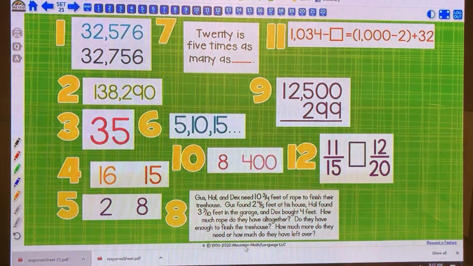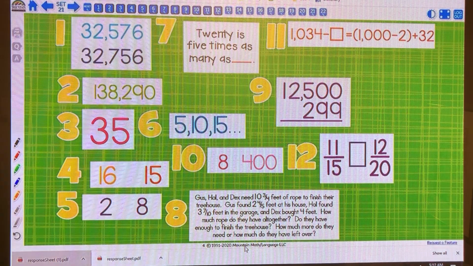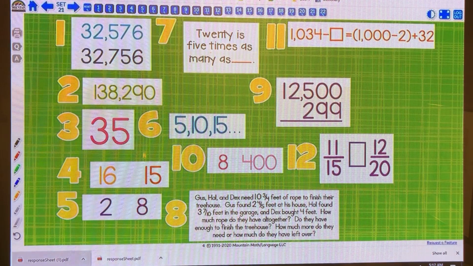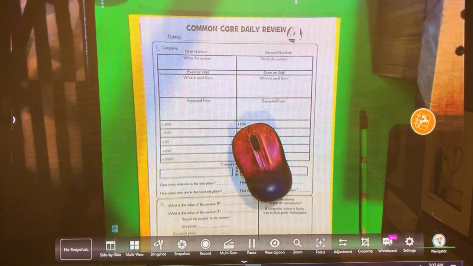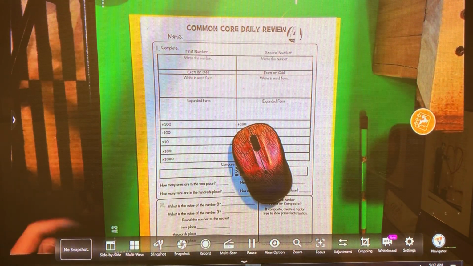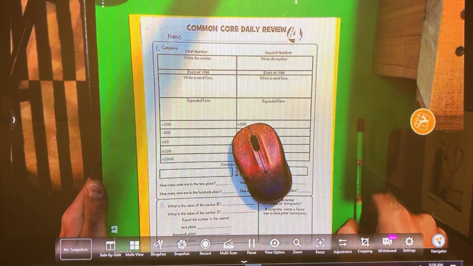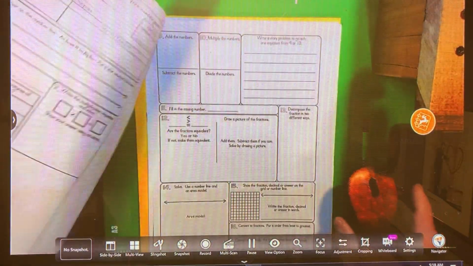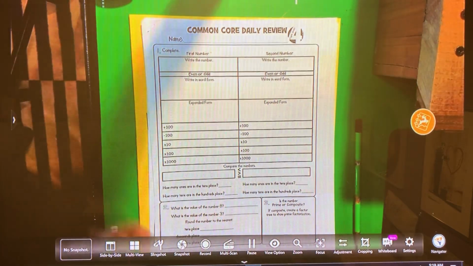All right, so what I'm going to be doing is toggling between two different screens. This is the Mountain Math screen and also our document camera, which is where we will be putting the numbers from 1 through 12 on Mountain Math onto this document here. There's the front and the back and another front here. Okay, all right. So let's look at number 1.